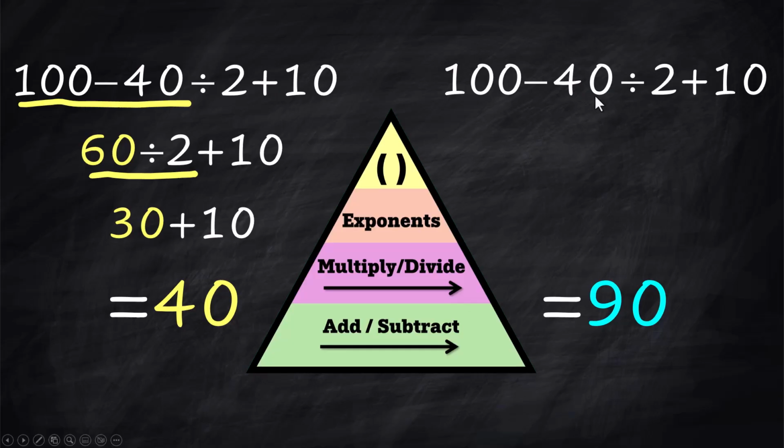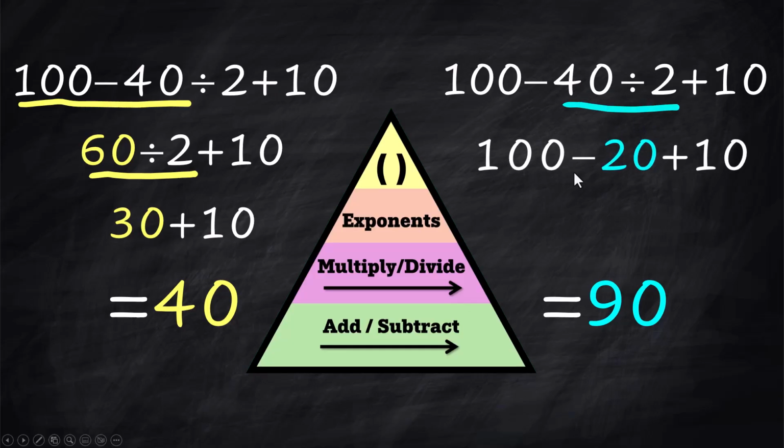Now over here, 40 divided by 2 is their first step, and so that would be 100 minus 20. 40 divided by 2 is 20, plus 10. Then 100 minus 20, that would get you the 80. 80 plus 10 is 90.